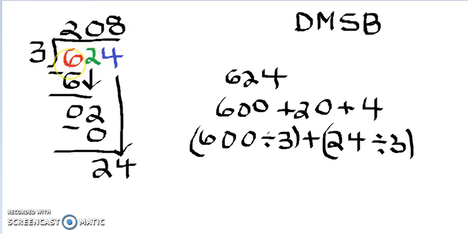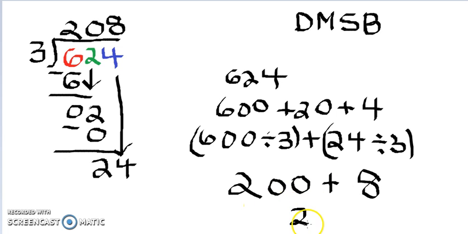So we could look at it this way as we're doing the standard algorithm of long division. Instead of thinking of this as 624, think of how many times does 3 go into 600. 3 goes into 600 200 times. And then how many times would 3 go into 24? 3 would go into 24 8 times. So by using place value to understand division, we would also come to that answer of 208.